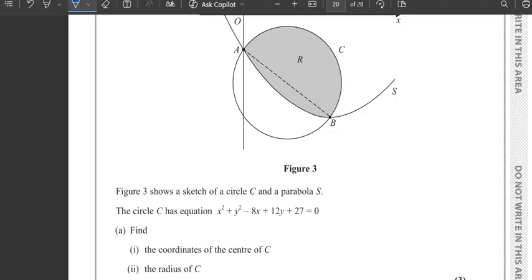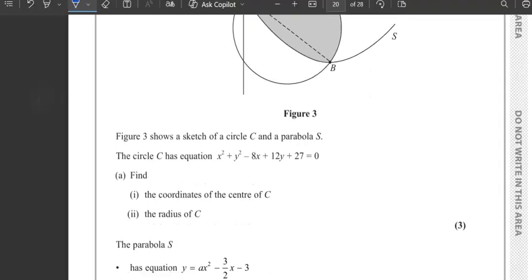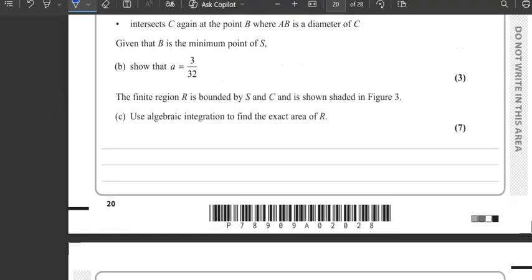Now with this, we know that for us to find the coordinates of the center of a circle and also its radius, we can either use the completing the square method, or we can use the formula. And in this case, I will use the formula in working out part A. So we are starting with part A, of course, Roman 1.